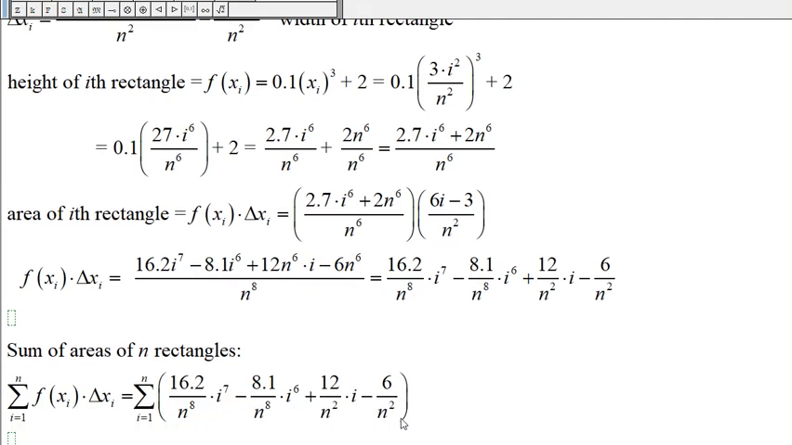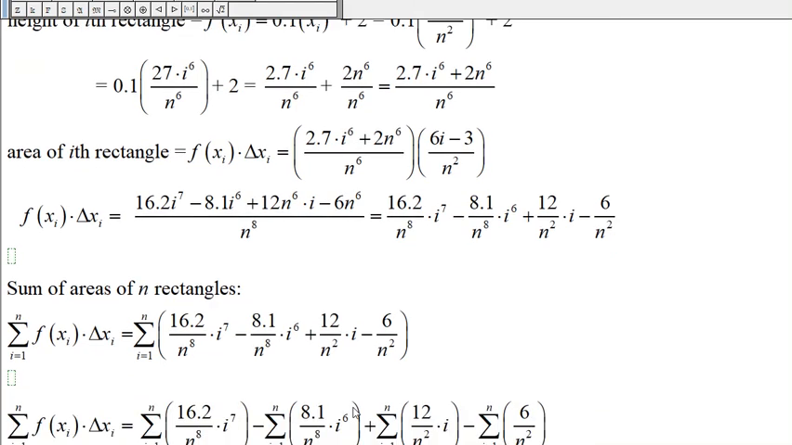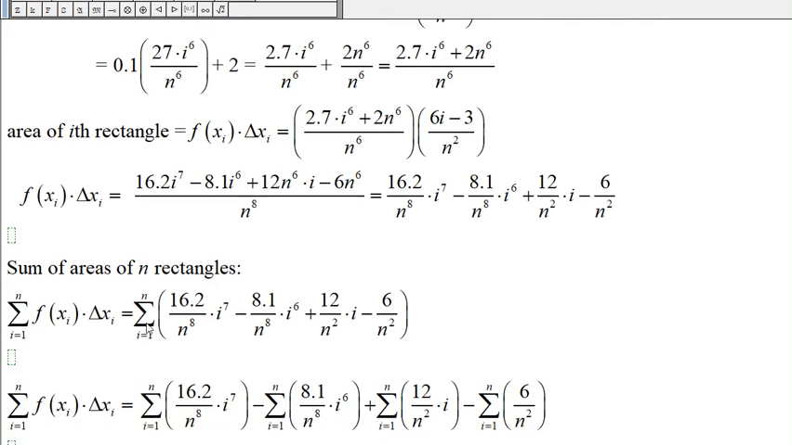And so if we have n number of rectangles, then it'd be just the summation from 1 to n. And so if there are 8 rectangles, then n would be 8. If there are 100 rectangles, then n would be 100, and so on. And so it would be f of x sub i times delta x, which is this. And so that's what we have right here. And then this is a summation of sums and differences, and so we get to rewrite it like this. And so it will be the summation of this term minus the summation of this plus the summation of this and minus the summation of this.